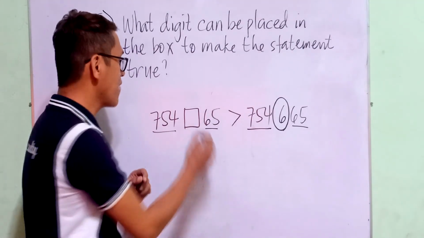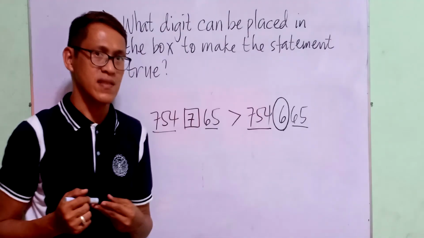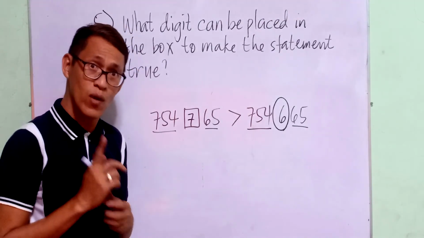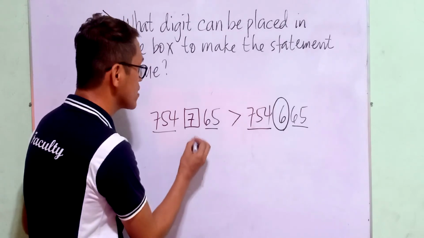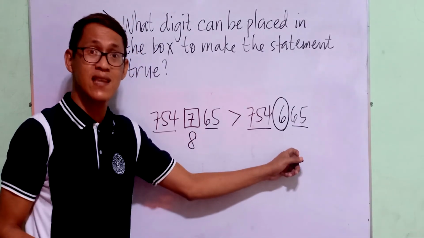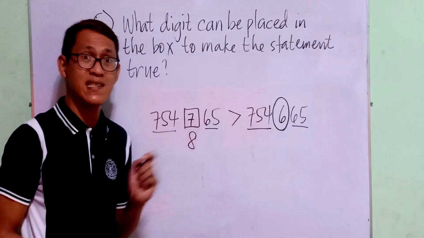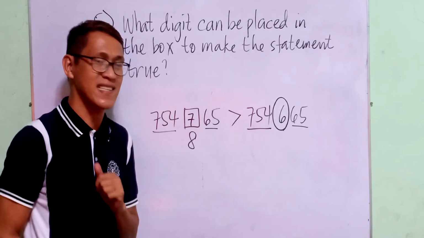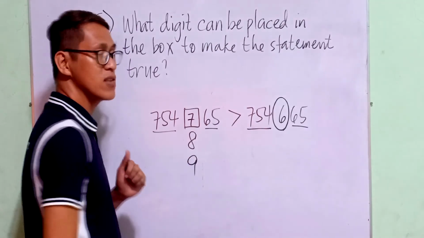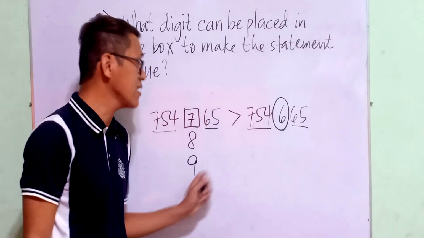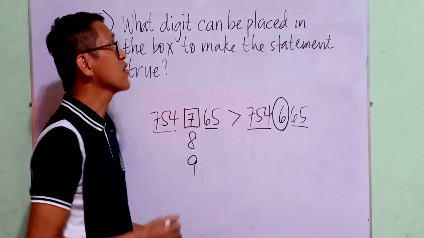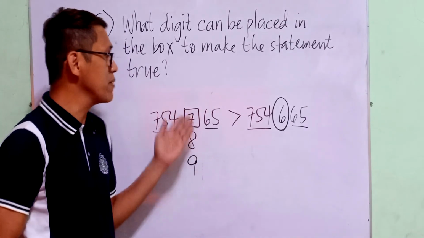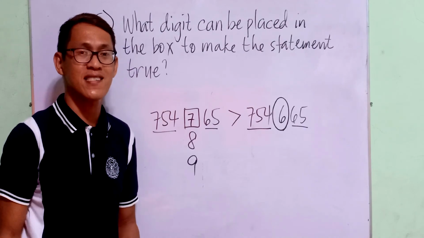Yes, it's 7. But is that the only answer, can you think? What about 8? Yes, 8 is also greater than 6. So we can also put 8 inside the box. What else? Yes, you're right. You can also put 9 because 9 is greater than 6. So for this problem, there are 3 possible answers that can be placed inside the box.